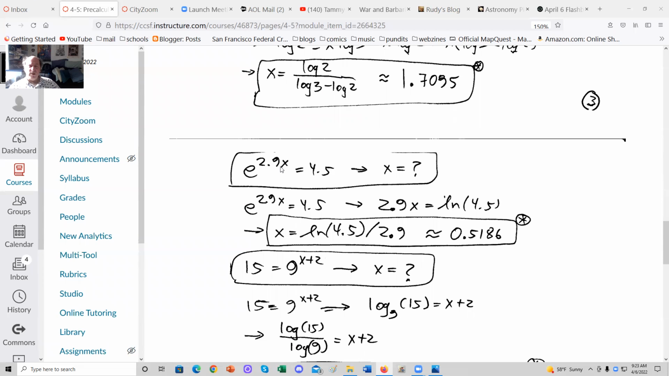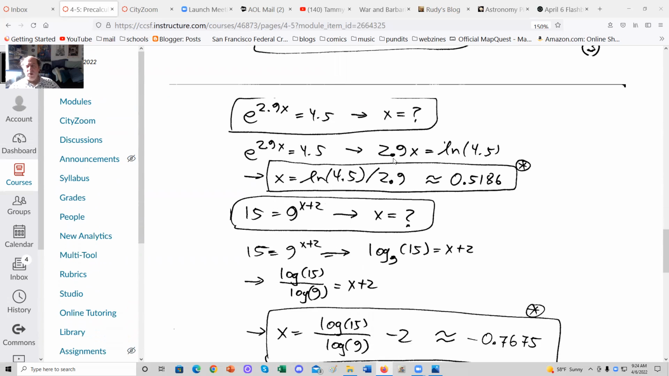Here, this is really very simple. 3 to the 2.9x equals 4.5 for what value of x? We take a natural log of both sides, and that cancels out the exponential on the left. So you get 2.9x on the left equals natural log of 4.5. So a simple division by 2.9 of both sides, you get that x equals natural log of 4.5 divided by 2.9, approximately 0.5186.